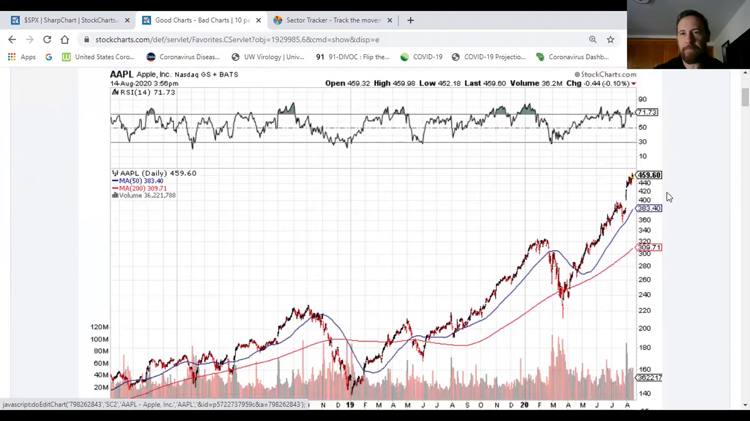So here you got Apple, one of the largest companies in existence. I think it's over $1.5 trillion at this point. And again, this looks really stretched. The momentum is there. This is still a beautiful bull market chart, but I would be very afraid of buying this here at these prices.